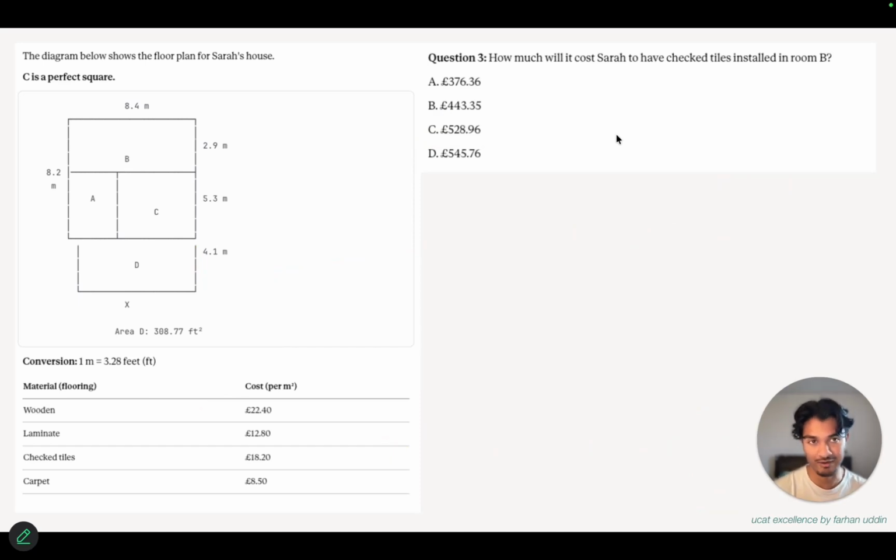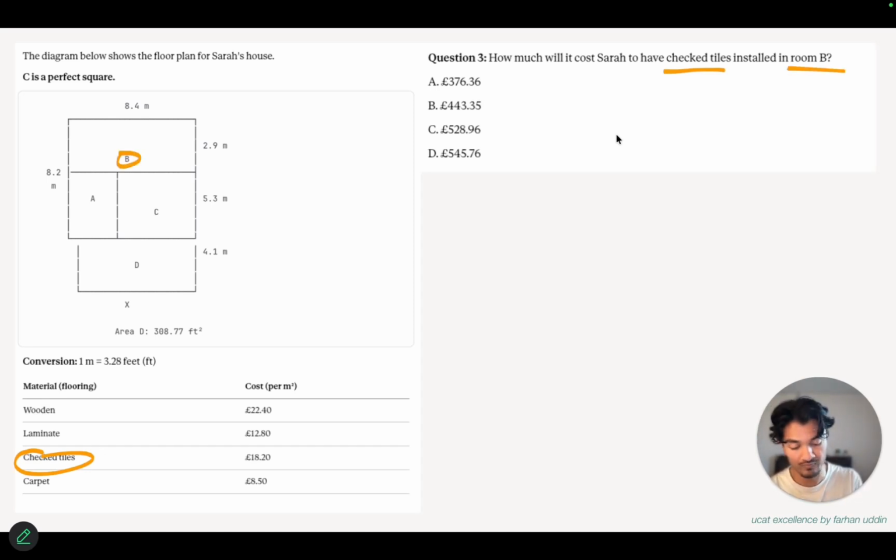How much will it cost Sarah to have check tiles in room B? So pause the video now and have a go. Fantastic. So let's go through it now. So we've got check tiles in room B, which is here. So we need to find the area. How do we do that?